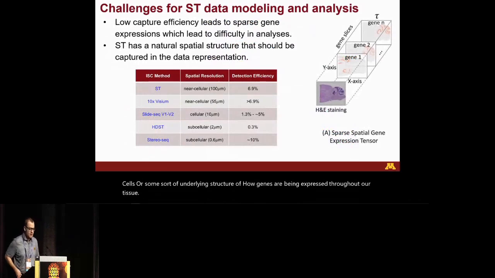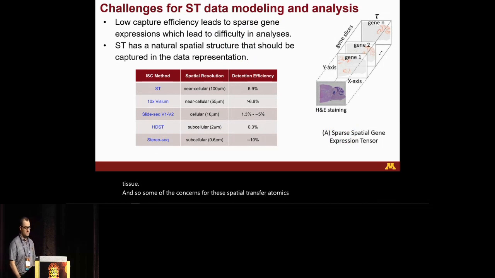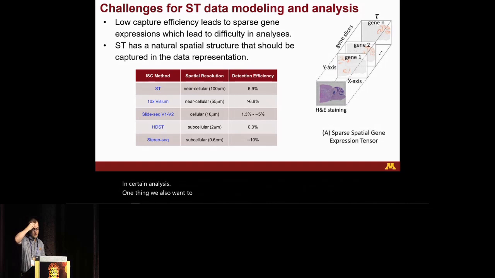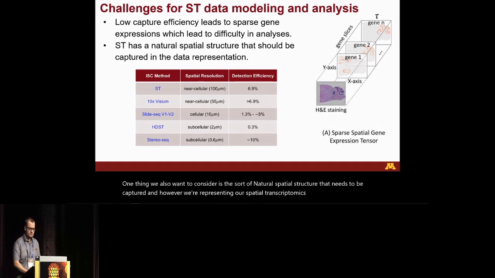Some of the concerns for analyzing and modeling spatial transcriptomics data is taking into account the low capture efficiency, especially in situ capturing methods. This low capture efficiency leads to sparse gene expressions, and obviously this can cause some difficulty in certain analyses. One thing we also want to consider is the natural spatial structure that needs to be captured in however we're representing our spatial transcriptomics data.